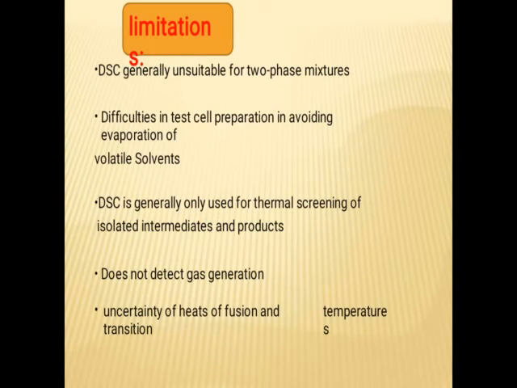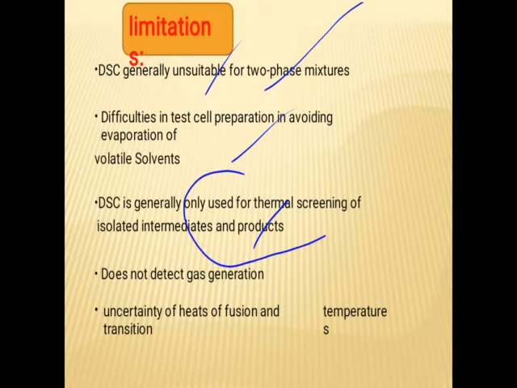Next one, what are the limitations of the differential scanning calorimeter? Generally they are unsuitable for two-phase mixtures. Such types of mixtures, solid-liquid or liquid-solid, we cannot determine the DSC curve. So it is unsuitable for two-phase mixtures. There is difficulty in test self-filtration, and in avoiding the evaporation of volatile solvent. It is generally used for thermal screening of isolated intermediates and products. So for that only we can use DSC.